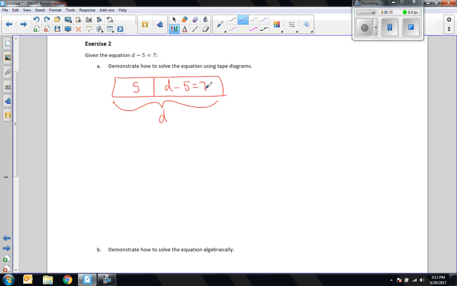Since D minus 5 equals 7, then I can simplify this tape diagram by recopying it down, calling this 5, and calling this 7. So the whole thing now, I know what D is. It's 5 plus 7, or 12. And 12 minus 5 does equal 7.